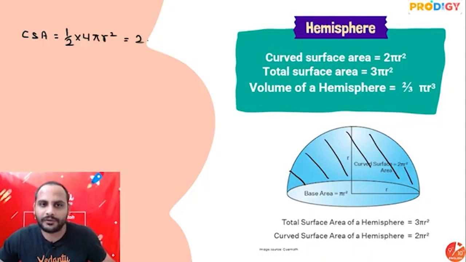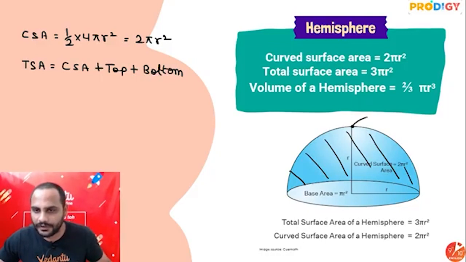And that is why you got the formula as 2 pi r square. Now let's talk about TSA. TSA is curved surface area plus the area of top plus the area of bottom. Here you can clearly see the top in this hemisphere. Top is a point, so the area of top will be equal to 0.